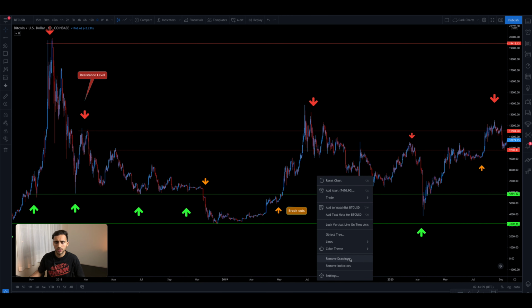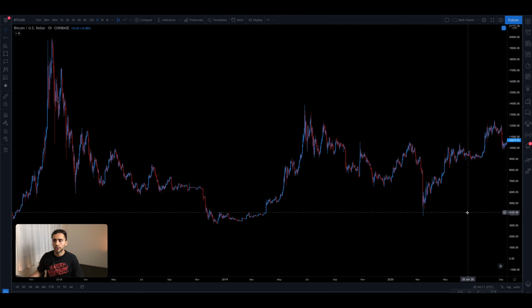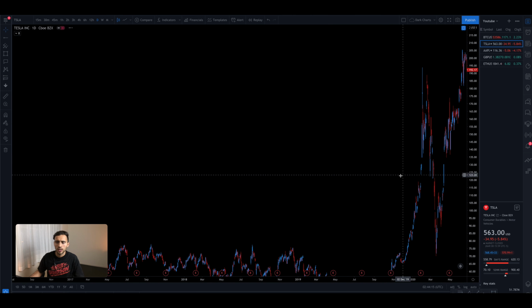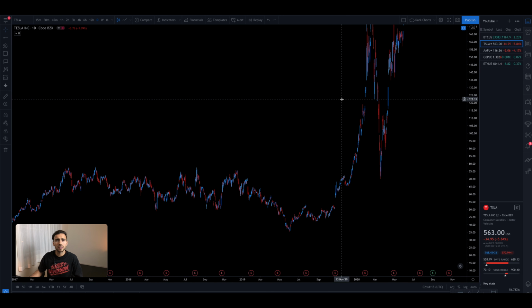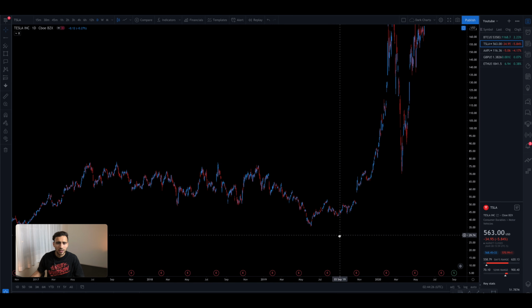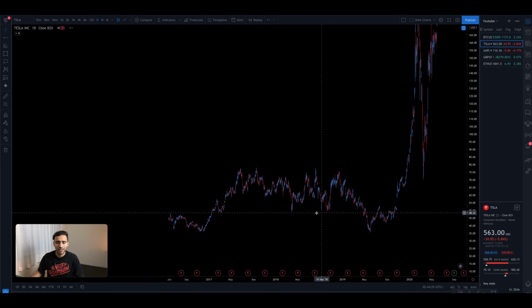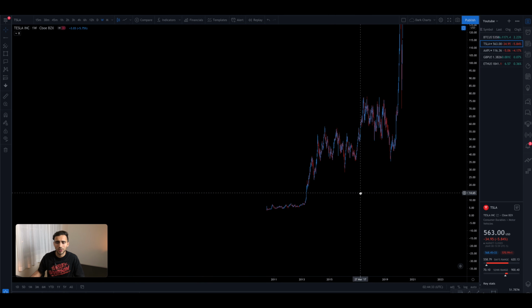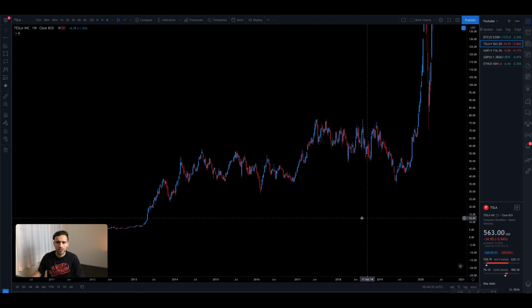But let's dive into another chart. So I'm going to remove all drawings on here, and we're going to go maybe into a stock or something, because this type of stuff can be used whether it's stocks, crypto, or even Forex. So let's look at Tesla. Back in the day, you can see right here, I'm going to go off a weekly just to see what's going on. You get cleaner charts just to see where it's at.